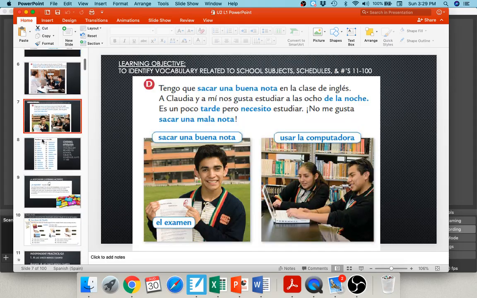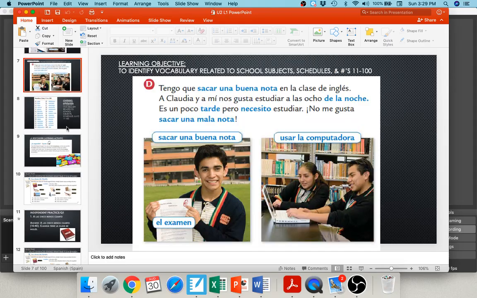Okay, finally we see letter D here, where it tells us that tengo que sacar una buena nota en la clase de inglés. I have to get a good grade in English class. Sacar una buena nota en la clase de inglés. Notice again there's a que after the word tengo here, because you're saying I have to do something. So I've got to get a good grade in English class.